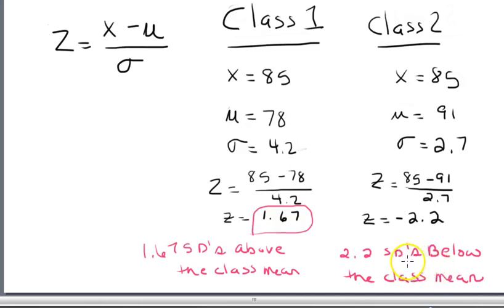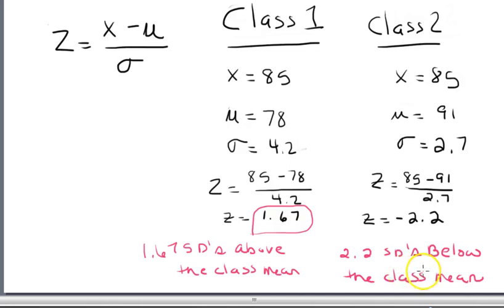So turning a raw piece of data, such as the 85s, which were exactly the same, into z-scores actually gives us information about where that raw data stood in relation to all other values in the data set. So in class 1, your 85 represented a data value that was higher than most of the values in the class. And in class 2, your friend's score of 85 actually represented a data value that was much lower than all the other scores in the class.